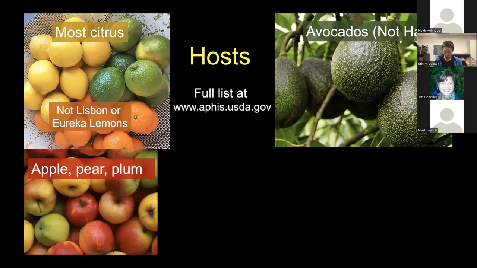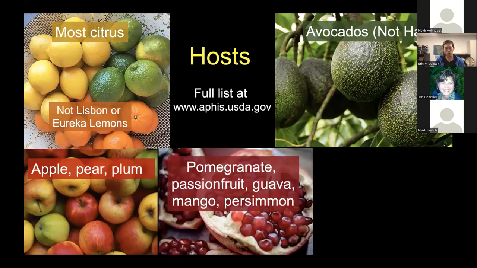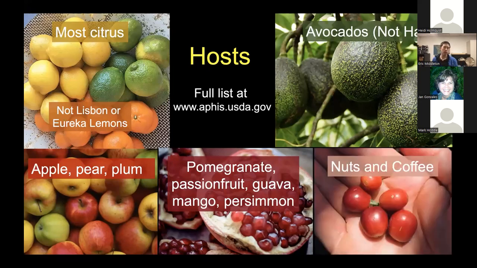Also, lots of other fruits. Basically, if you can think of almost any soft skin fruit, it's probable that the Mexfly will be able to use it as a host. Apples, pears, plums, we start getting into more of the tropical subtropical fruits like pomegranate, passion fruit, guava, mango, persimmon. All of those are appropriate hosts for Mexfly development. And then additionally, stuff we might not normally think of, different nuts and coffee. So in the picture, I'm holding some coffee cherries in the background. And they can also serve as hosts for Mexfly. So things like cashew nuts and coffee are also appropriate hosts for Mexfly to develop on.